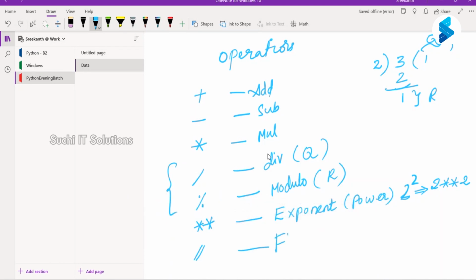It is called floor division. So if I say 5 by 2, what is the value? 2.5. Right. So if I use 5 double slash 2, this will result in just 2. Only the floor value, which is going to be 2. That is called floor division.